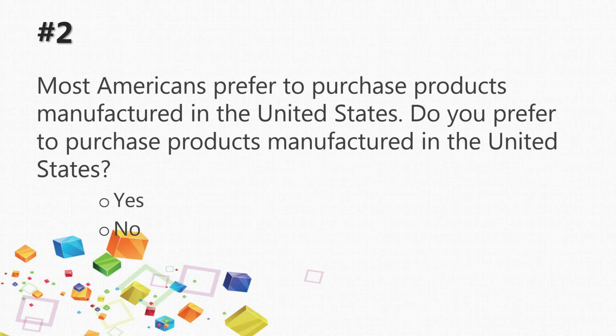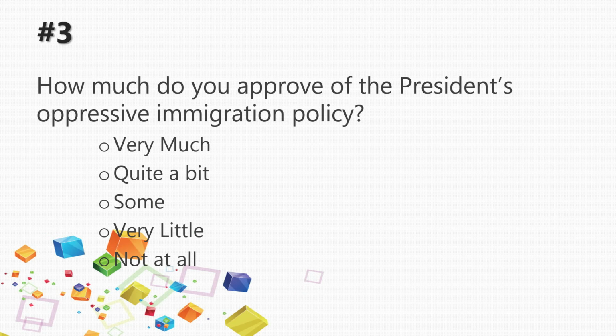How about this one? Most Americans prefer to purchase products manufactured in the United States. Do you prefer to purchase products manufactured in the United States? So it's kind of like a leading question, right? You're already telling them, most Americans, they prefer the US products. What about you? Do you prefer the US products? So it's a leading question. Another, how much do you approve of the president's oppressive immigration policy? So you're already putting in your bias. You're already judging the immigration policy to be oppressive. So meaning to say, this is another leading question.